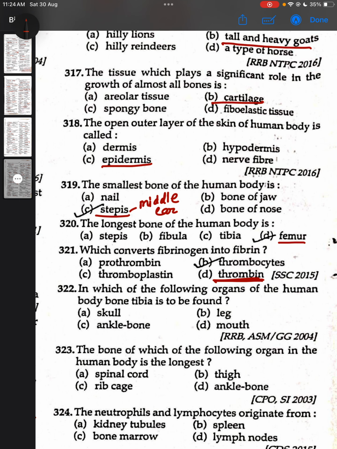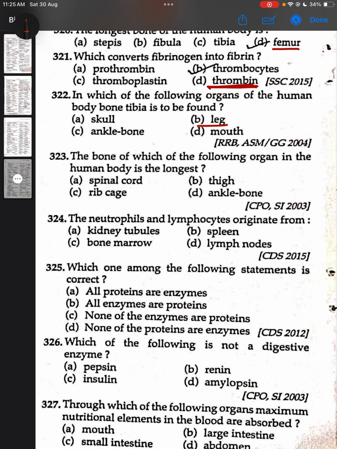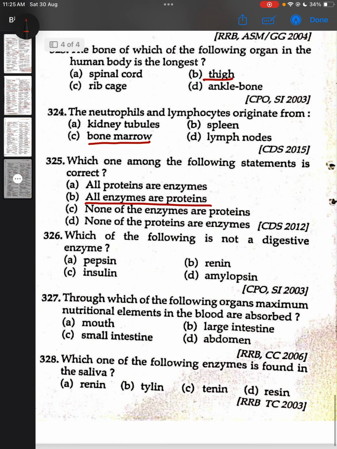In which of the following organ of human body bone tibia is to be found? Leg. The bone of which of the following organ in human body is the largest? Thigh. The neutrophils and lymphocytes originate from bone marrow. Which one among the following statement is correct? All enzymes are protein. Which of the following is not a digestive enzyme? The correct answer is insulin.